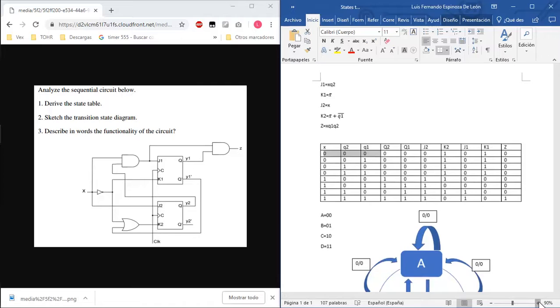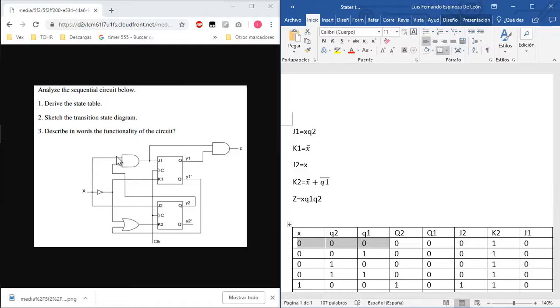We can see here that our J1 is equal to our X and our Q2. The K1 is equal to our X negated. The J2 is equal to our X. And the K2 is equal to an OR of our X negated and our Q1 negated.